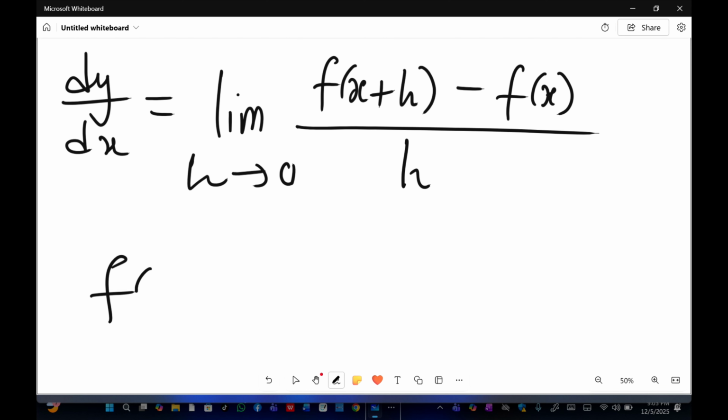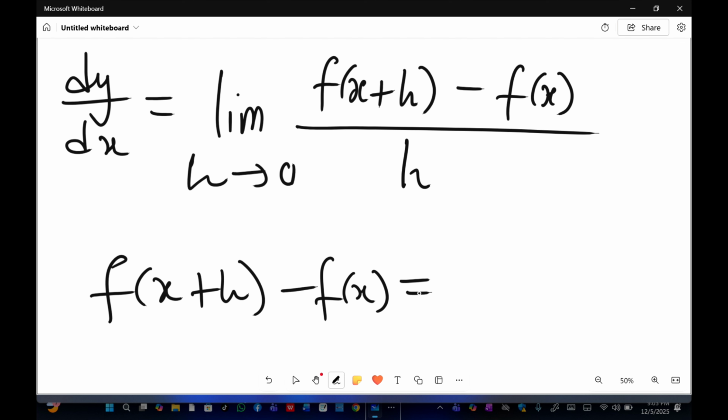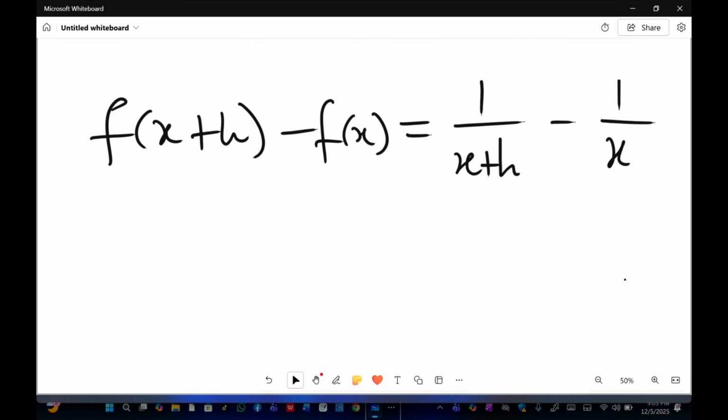That is f of x plus h minus f of x. So let us work on this part, which will be equal to 1 divided by x plus h, then minus our f of x, which is the original function, 1 divided by x. Let us simplify this. Let us find the LCM. The LCM is x multiplying x plus h. The LCM becomes the product of the denominators. So that's what we are using now.